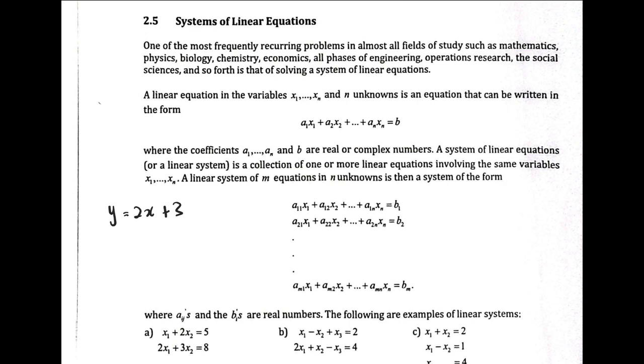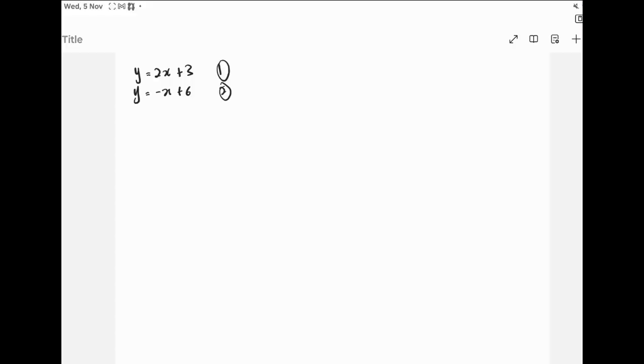What happens if we have another line? Say y equal to negative x plus 6. So we have the first and the second equation. Now to solve it, we can try to make a third equation in terms of x. Let us use the second equation here and make it in terms of x. So we have x equal to negative y plus 6. This will be the third equation.